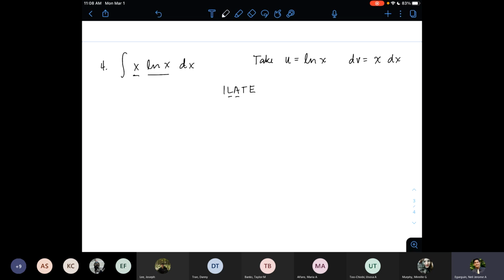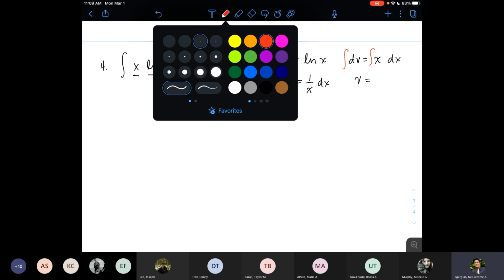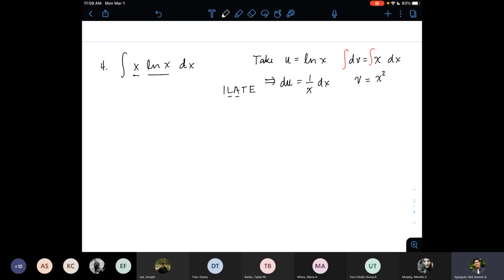So once you have your choice for u and dv, we need to compute du and compute v. Well, du would be what? The derivative of ln x. So that's going to be 1 over x dx. And then v would be the integral of x dx. To compute v, what you need to do is to integrate both sides, right? So we get v, or at least one antiderivative. So this is x squared over 2. You don't need to put a plus c there because plus c will just be gone once we do the integration. So just choose c to be equal to 0 in your choice for v.